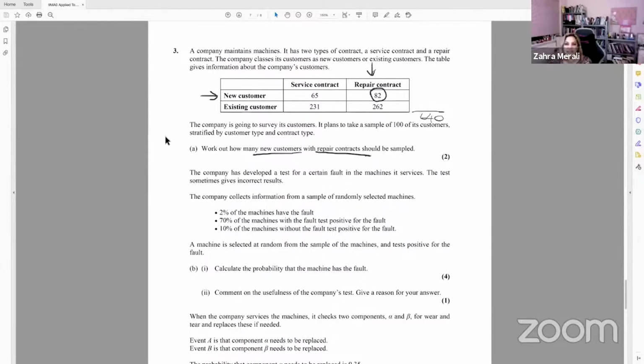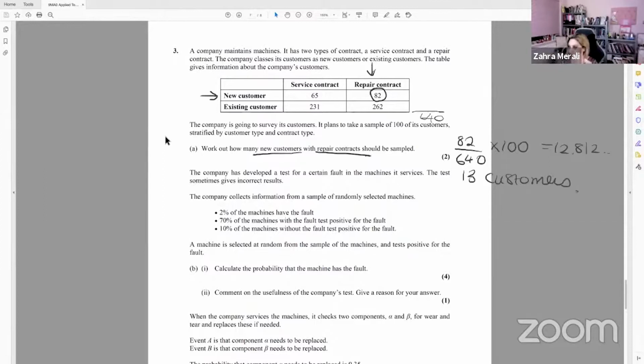So they're saying instead of having all 640 customers, they're only going to have 100. But we want the same proportion. So 82 out of 640 times 100, which gives me 12.81. Now I can't have 0.8 of a person. We're talking about people here. So we're going to say it's going to be 13 customers. We're going to round it up.